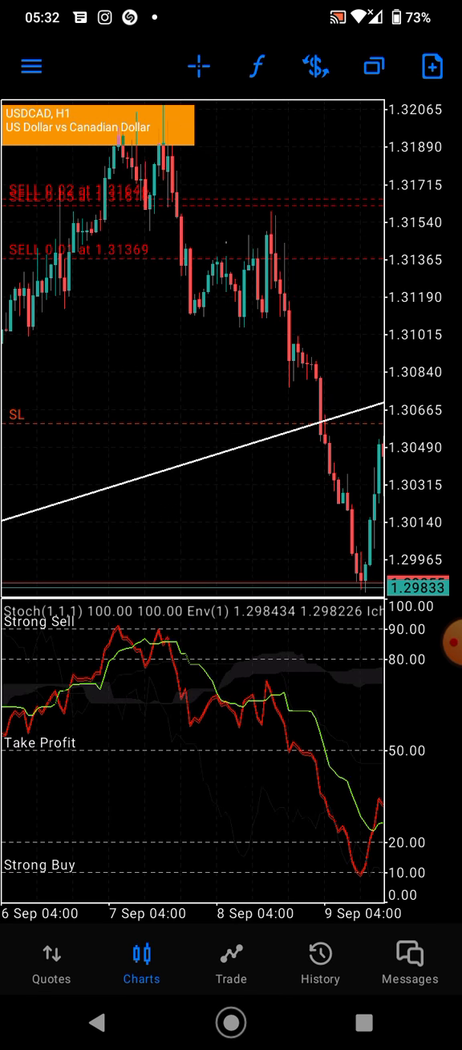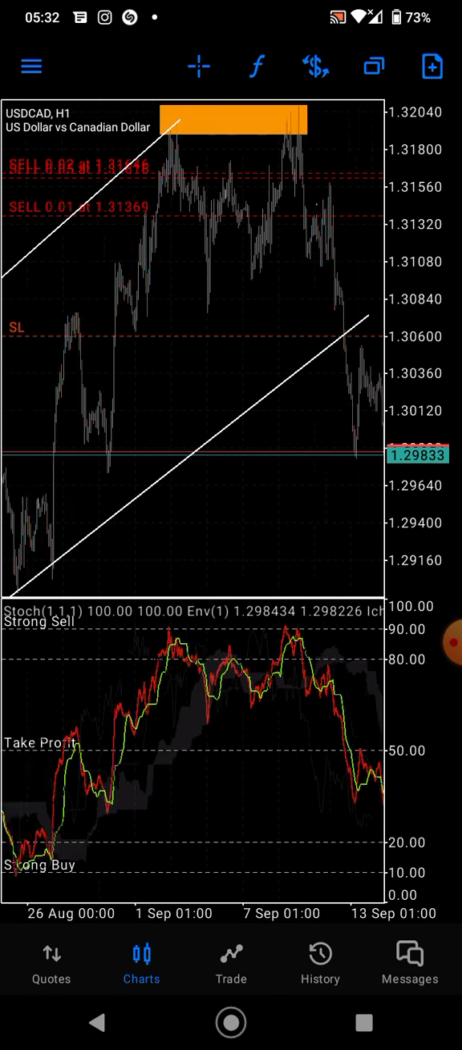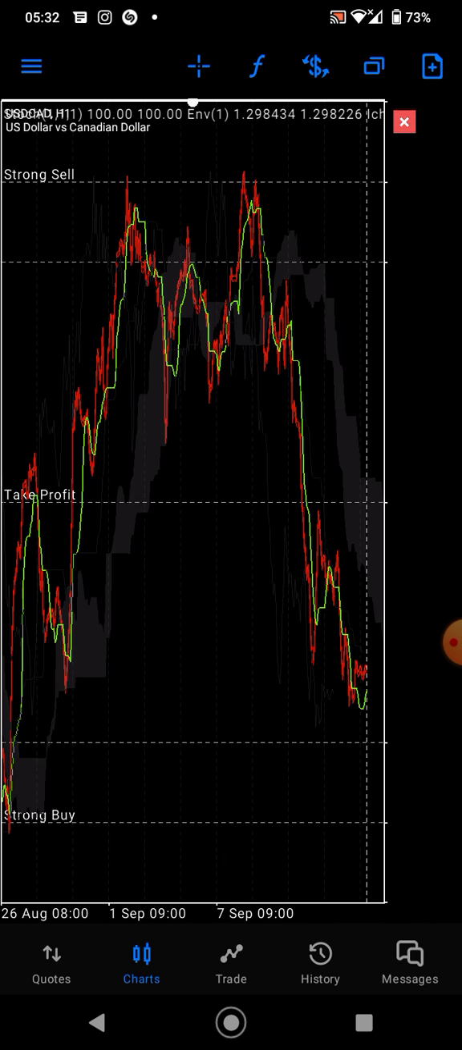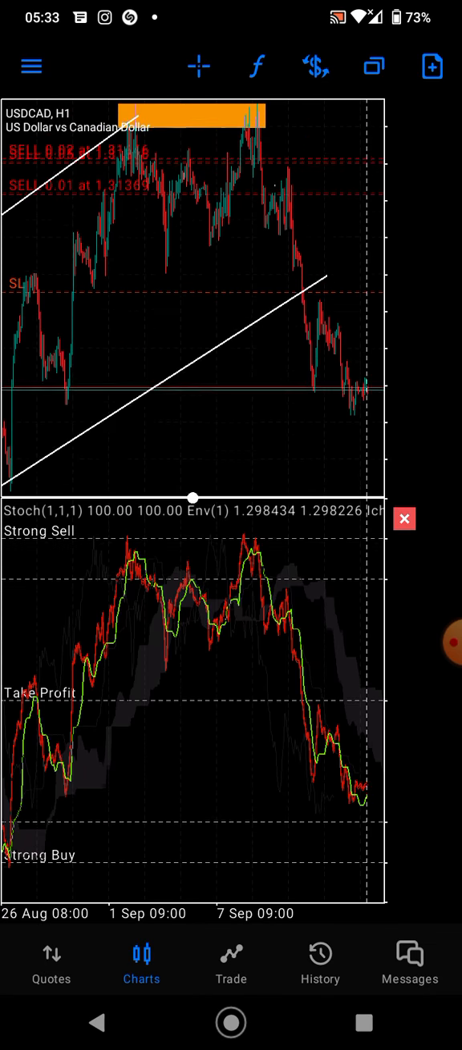It's a very simple strategy. You can even trade like this. No, I'm joking.